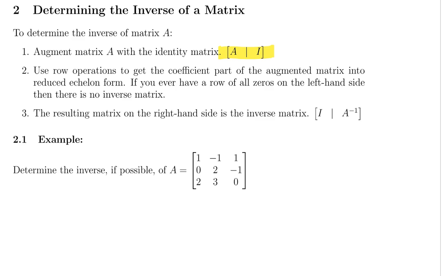Now we're going to use row operations so that we can get the coefficient part of our augmented matrix to look like the identity matrix. So it'll be in reduced echelon form. So essentially we're trying to move the identity matrix from the right-hand side into the left-hand side. So at the end, we should have the identity matrix on the left, and then the terms that are on the right-hand side, those are the entries of our inverse matrix. So we're going to use row operations to reduce the coefficient part of our matrix down to the identity matrix, and then the right-hand side will be the inverse matrix. So let's see how this is done.